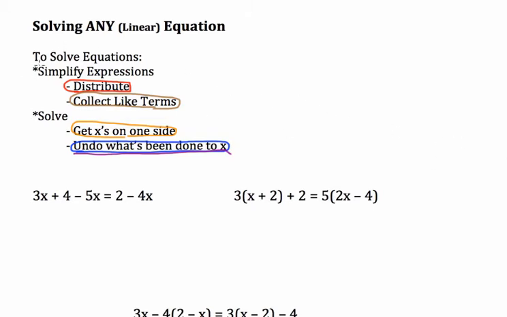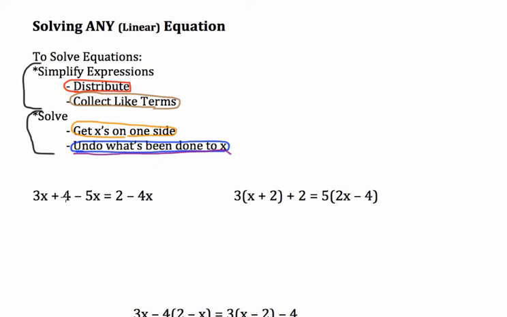First, you want to simplify the expressions that are on either side of the equal sign, and then you want to solve. I've color-coded each of the steps as to what color I'll use for them in the problem. So first, simplifying. We want to simplify the expression that's on either side of the equal sign.